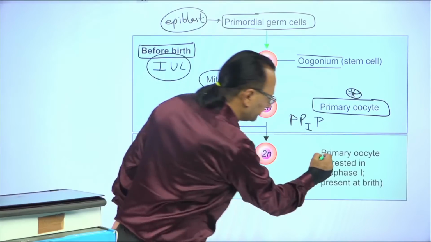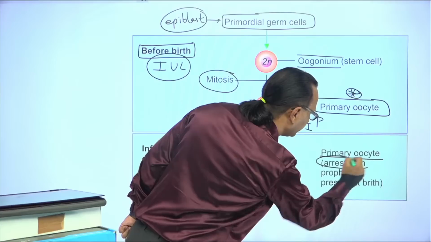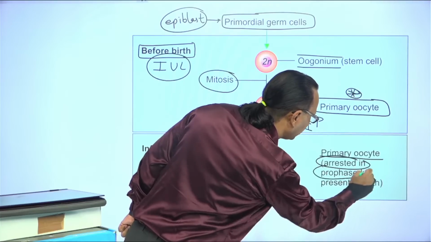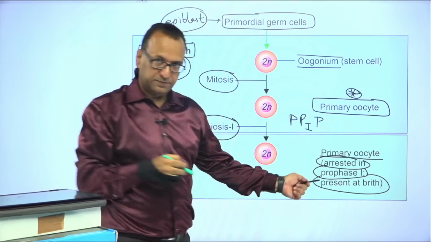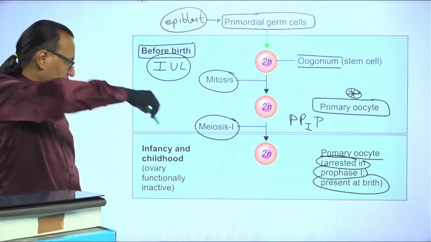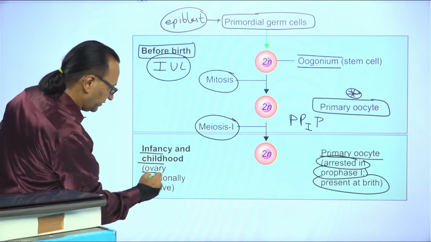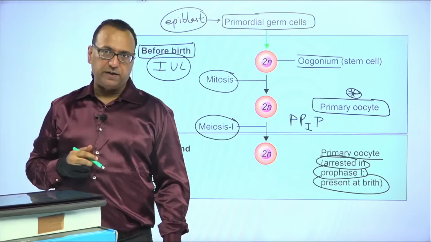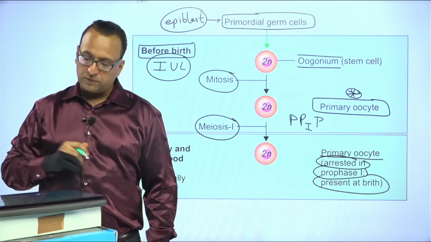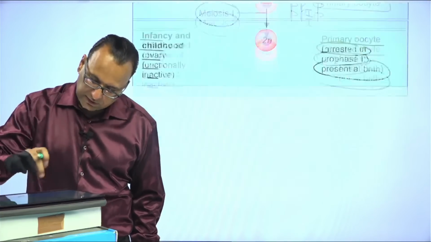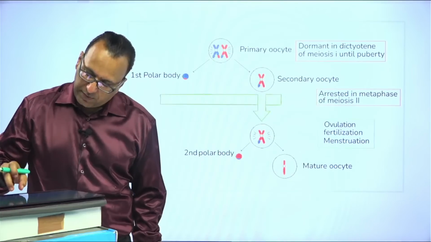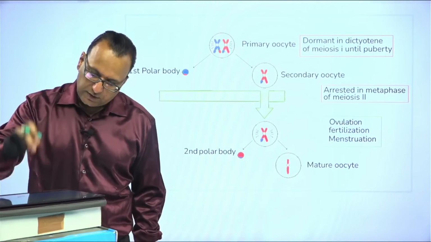So you can see here the primary oocyte was arrested in prophase 1, and this was the situation at birth. After puberty, you will see that the second stage will come, which is meiosis 2. And for that purpose, we have got this diagram. Let us repeat the information once before we proceed ahead.